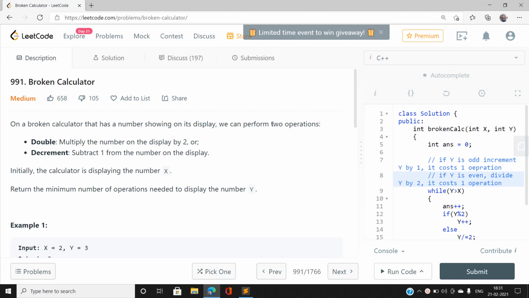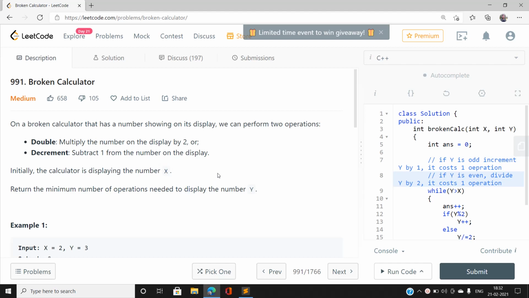Note that it has been given two operations only, that is, either we can multiply x by 2 or we can decrement x by 1, and we have to use these two operations in any order. That is, we can use either the first or the second any number of times and convert x to y. And what would be the minimum number of operations to convert x to y?